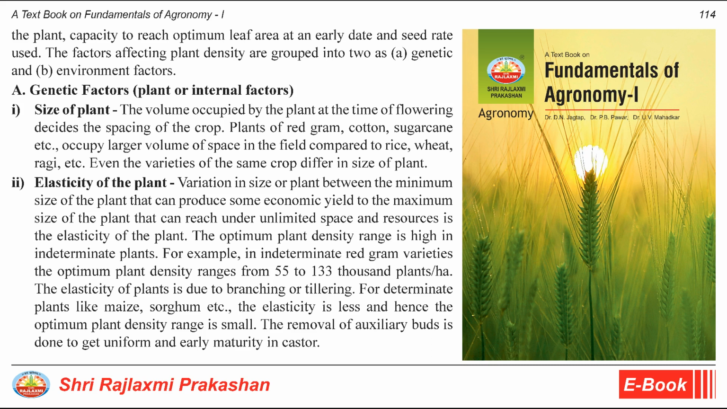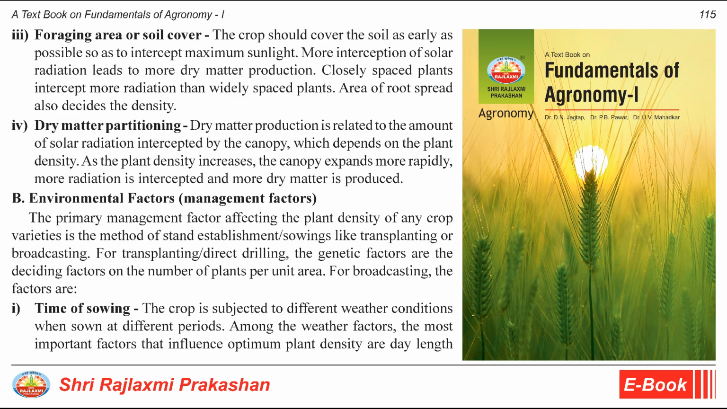For determinate plants like maize, sorghum, etc., the elasticity is less and hence the optimum plant density range is small. The removal of axillary buds is done to get uniform and early maturity in cluster. Number 3. Foraging area or soil cover. The crop should cover the soil as early as possible so as to intercept maximum sunlight.